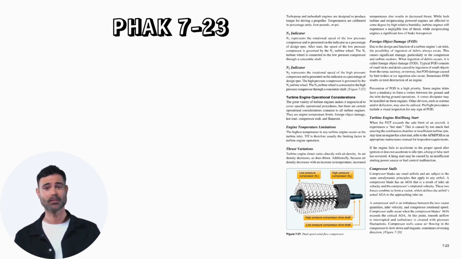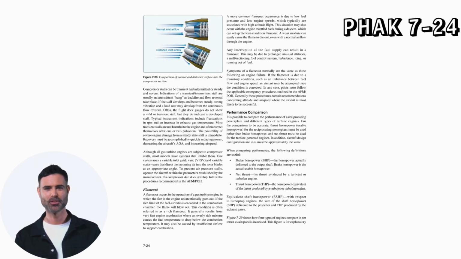At this point, smooth airflow is interrupted and turbulence is created with pressure fluctuations. Compressor stalls cause air flowing in the compressor to slow down and stagnate, sometimes reversing direction. Compressor stalls can be transient and intermittent or steady and severe. Indications of a transient intermittent stall are usually an intermittent bang as backfire and flow reversal take place. If the stall develops and becomes steady, strong vibration and a loud roar may develop from the continuous flow reversal.